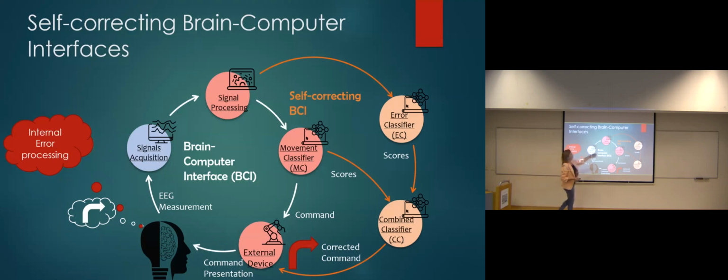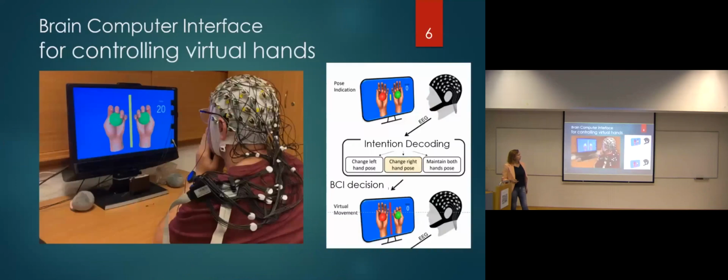So now we have an error classifier. Once we give the person the feedback about what we decoded from the movement classifier, we check whether the next 800 milliseconds contain information that the person processed some errors in the signal, and then use both the information from the error classifier and from the movement classifier to decide how to correct the mistake. So in this strategy, we improve the performance of the system.